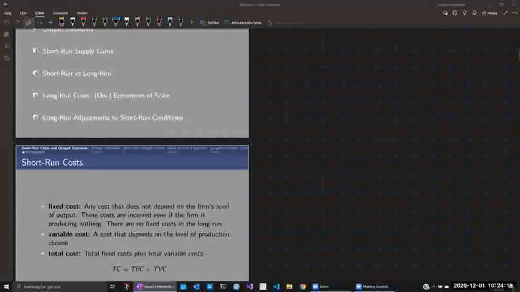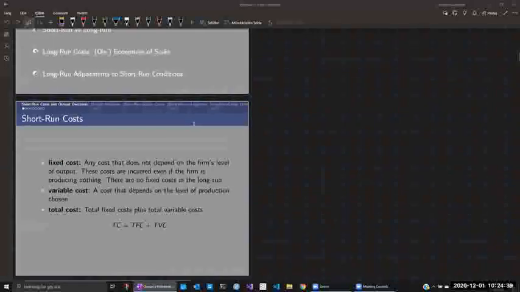So if there's an increase in the demand in the short run, how will this result in adjustments in the long run? So how do the firms react to these short run changes in the market, and how will it lead us to a long run equilibrium? Okay, so let's start with the costs.